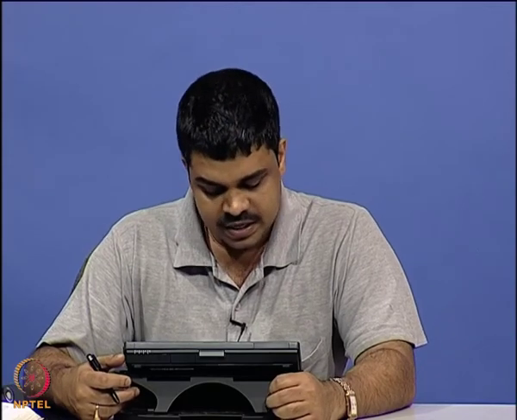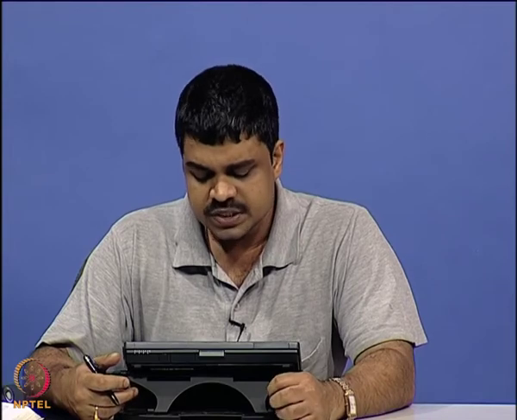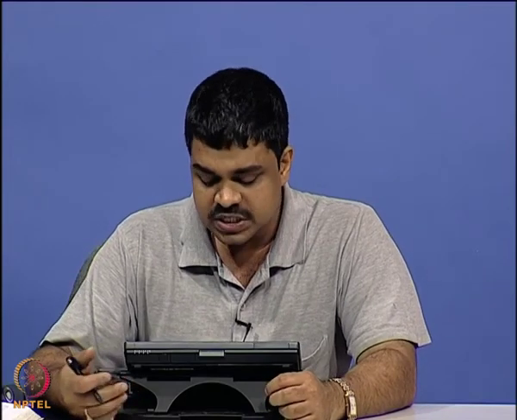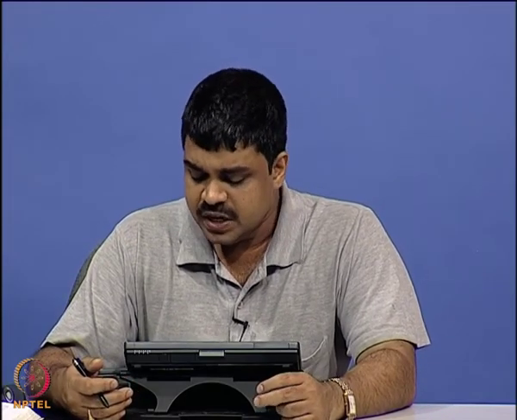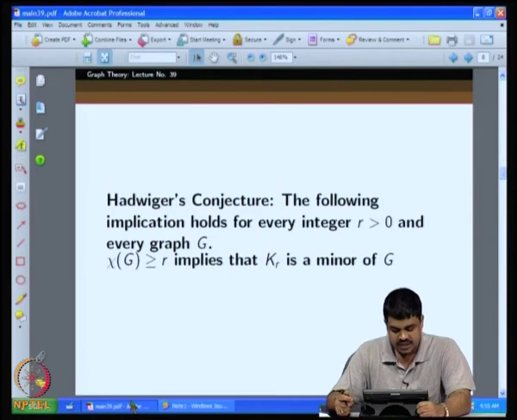This is one of the most important conjectures in graph theory, and it tries to extend the 4-color theorem. This conjecture says that for every integer r greater than 0 and every graph G, if the chromatic number is greater than or equal to r, then it should have a K_r minor.